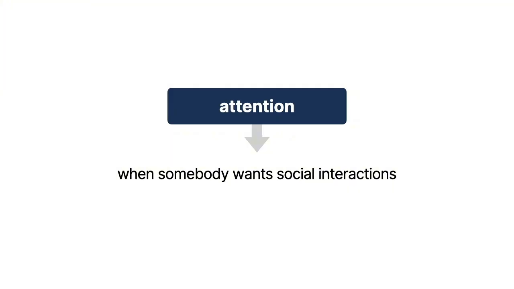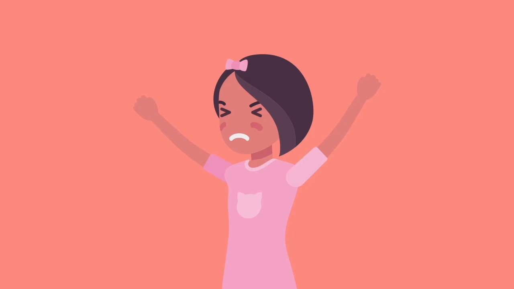Access to attention is when somebody wants social interactions. For example, it's essential to know that attention requires another person. Meanwhile, automatic reinforcement only requires the person who's behaving. A child at a large family birthday party may scream loudly. Suppose people give the child attention by saying something or just looking at her. In that case, the child's screaming will likely increase if she wants attention.